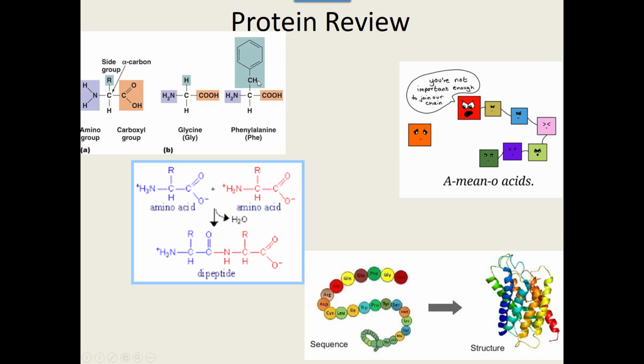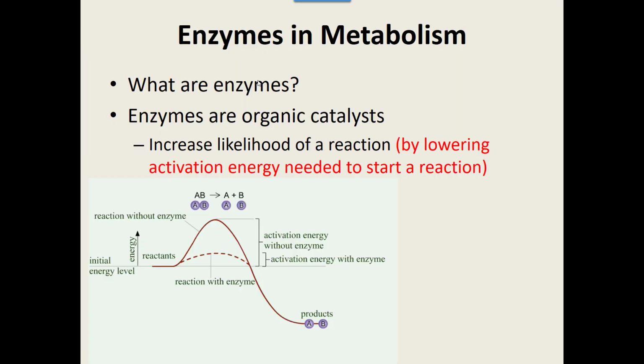Now, again, the main reason why I'm bringing up proteins is because of the enzyme function. Enzymes are proteins. So what are enzymes? Enzymes are proteins. Yay, that's what they are. However, we care really about what enzymes can do for us. Enzymes are organic catalysts. Organic because they're carbon-based. And a catalyst is something that increases the likelihood of a reaction. It means reactions can happen easier, which means they're more likely to happen.